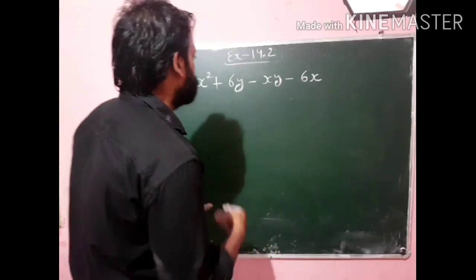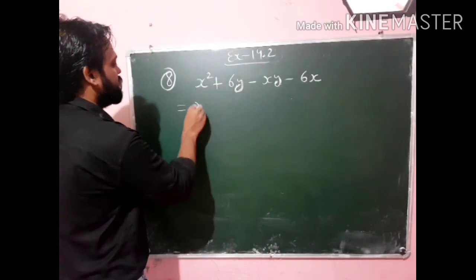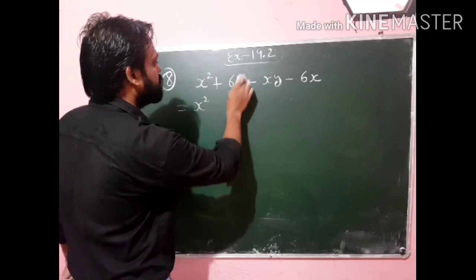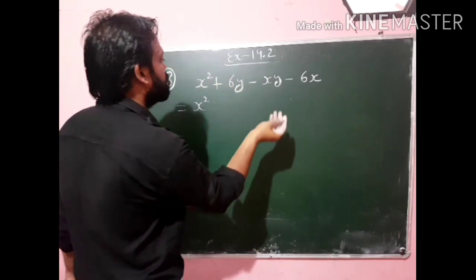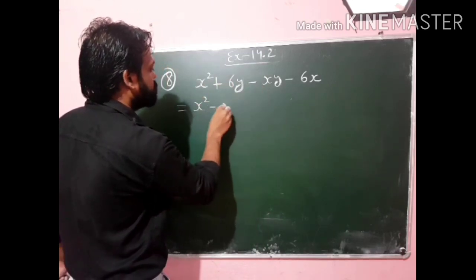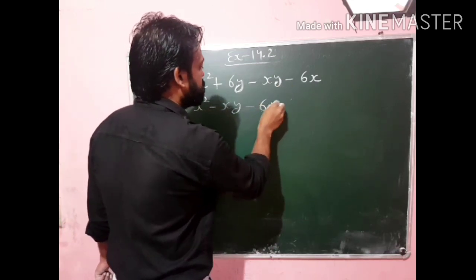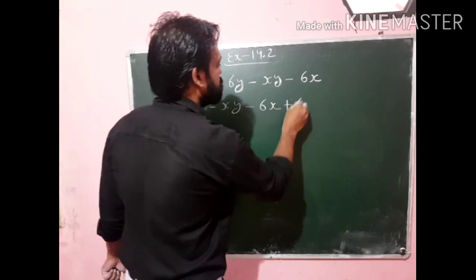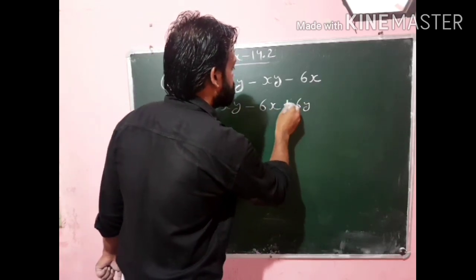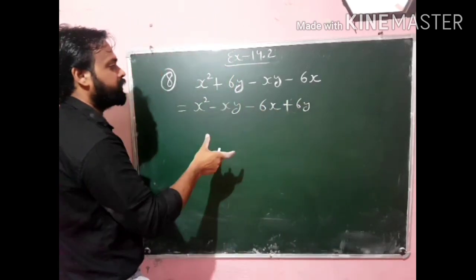Okay, now see how we can make the groups. Write down this x square, this is the first term, and now you cannot write the second term because I had already explained the reason. So write down this minus xy, meaning the third term, and also this minus 6x here, and then plus 6y. So in this way, by changing the places of the terms, we can make the groups.